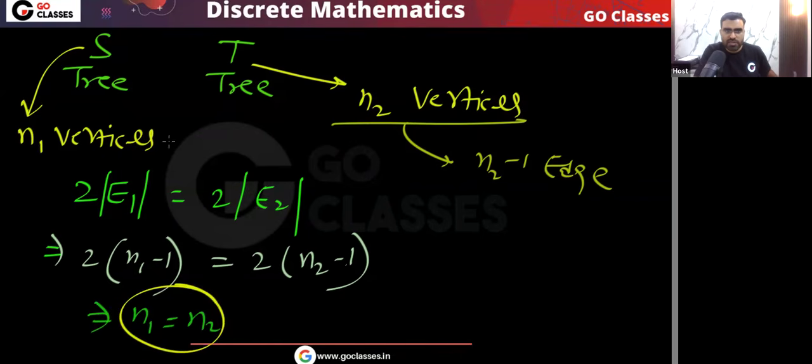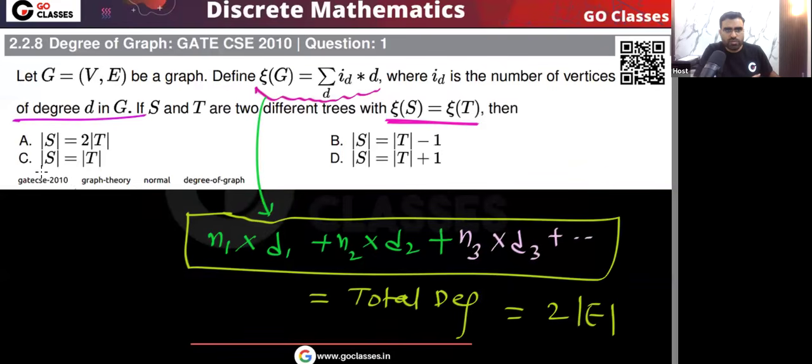This means the number of vertices in both trees is the same: the number of vertices in S equals the number of vertices in T. So for this question, the answer will be option C. Very easy, not a complicated question.